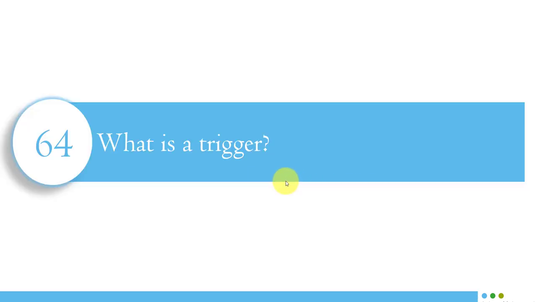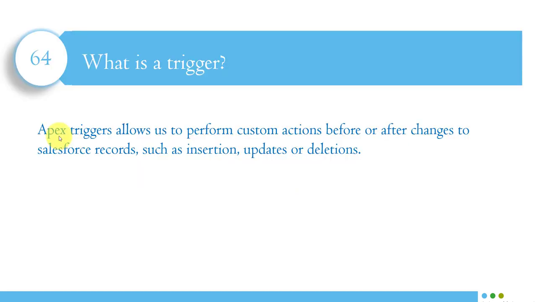Let's get started. The very first question we have is, what is a trigger? Apex triggers allow us to perform custom actions before or after changes to Salesforce records, such as insertion, updates, or deletion. See, triggers are not a very new concept. This trigger concept is there in any of the databases. If you go to Oracle, Microsoft SQL Server, or IBM DB2, these are the famous or the biggest database tools we had. Every database tool had this concept called triggers. Similarly, Salesforce also does have.